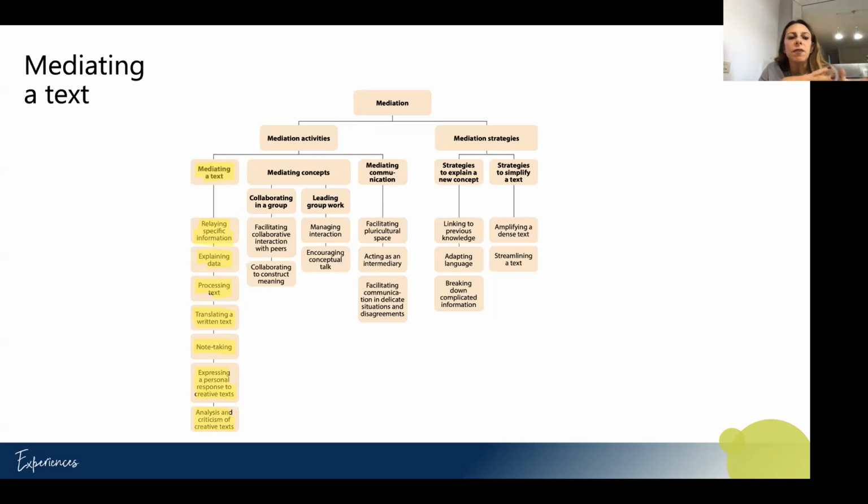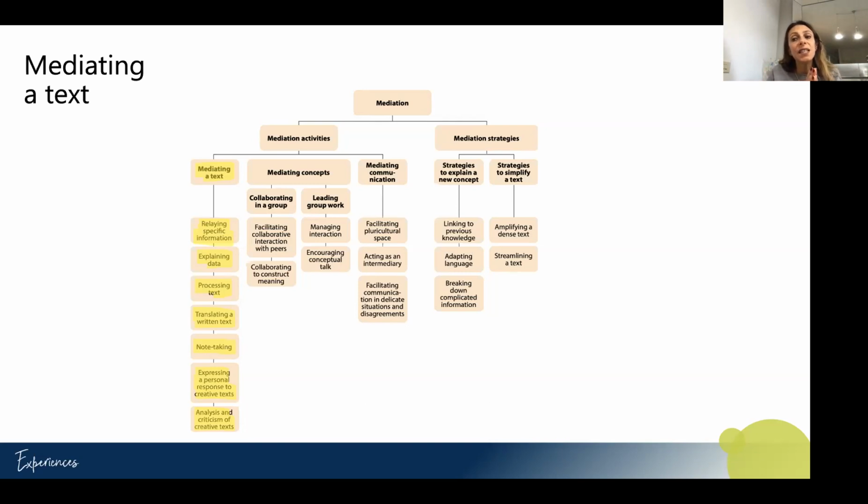As you can see, we are relaying specific information, explaining data. When we talk about mediating text, we also talk about infographics, for example, about visual organizers, because sometimes to mediate a text it's easier to have it in the shape of a graph, for example, in the shape of a diagram, of a timeline. So it is a way to manipulate the text and render it in another channel, in another code, in another way. So that could also be visual, that could be an image, a picture, a graph, and so on. Of course, translating, then note-taking.